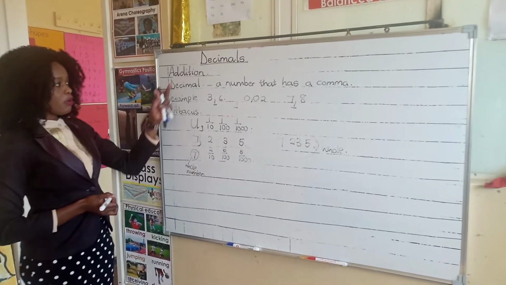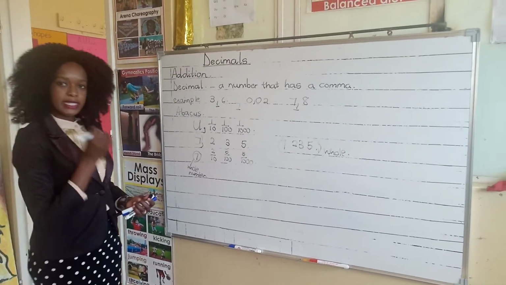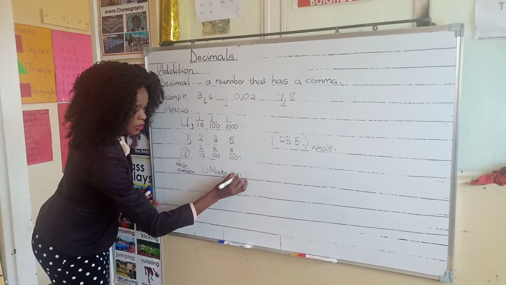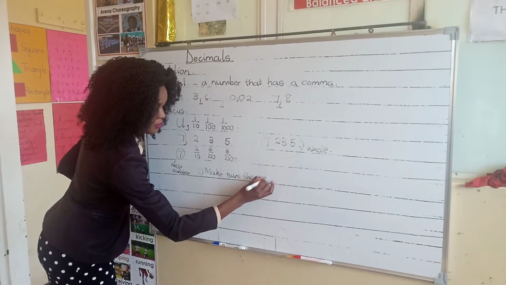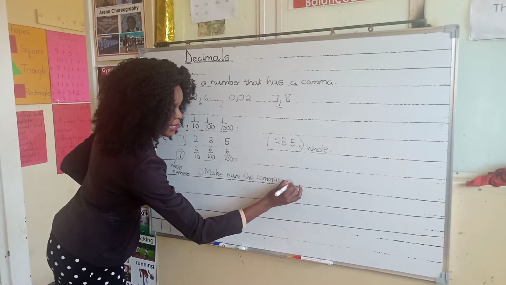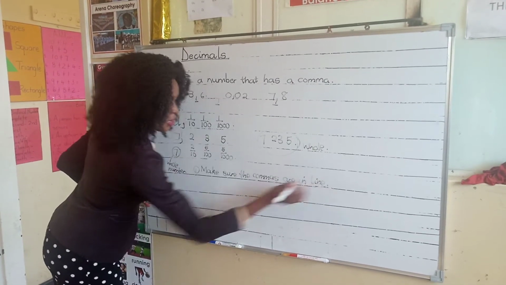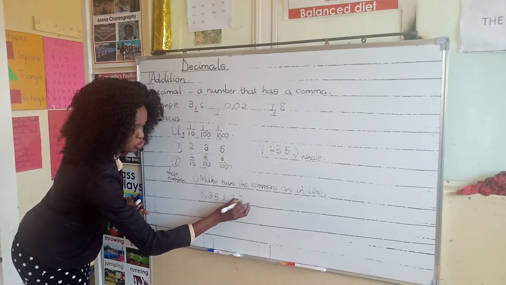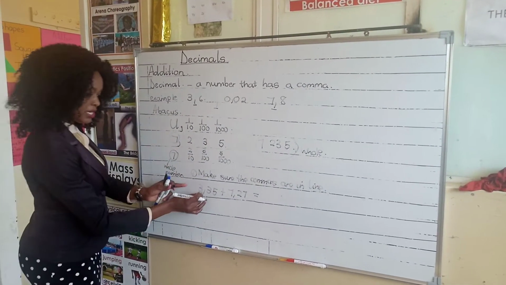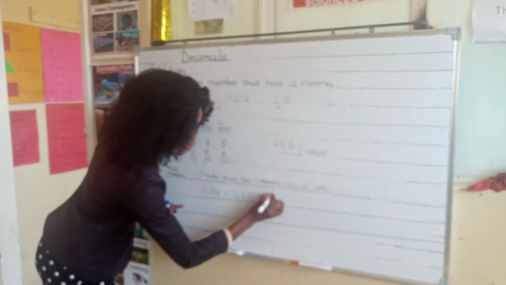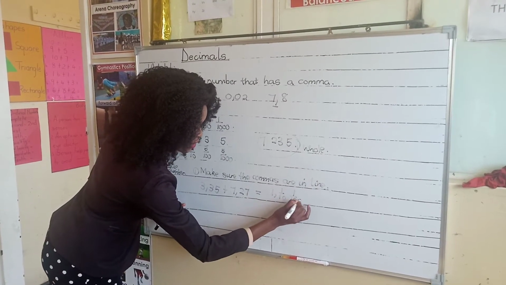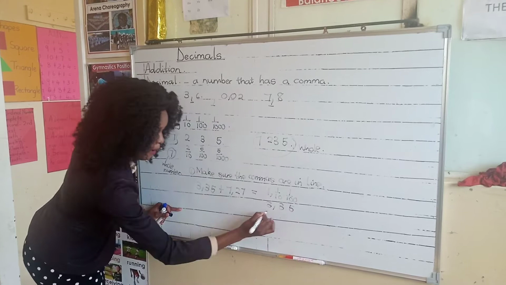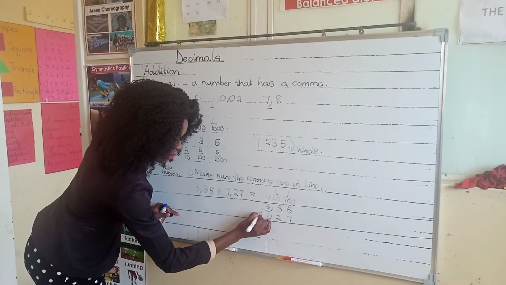Okay, so now let's go to addition of decimals. When you are adding decimals, you must make sure the commas are in line. For example, if we are adding 3,35 plus 7,27, make sure the decimals are in line. So you have your unit, tenths, hundredths there. So we put our 3,35, and then you come back, 7,27, and then you add.